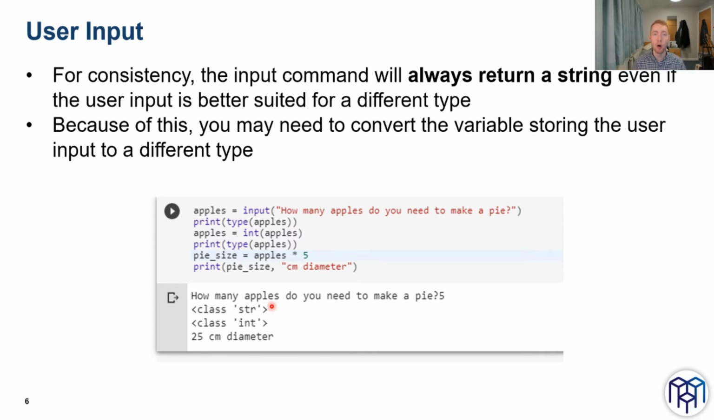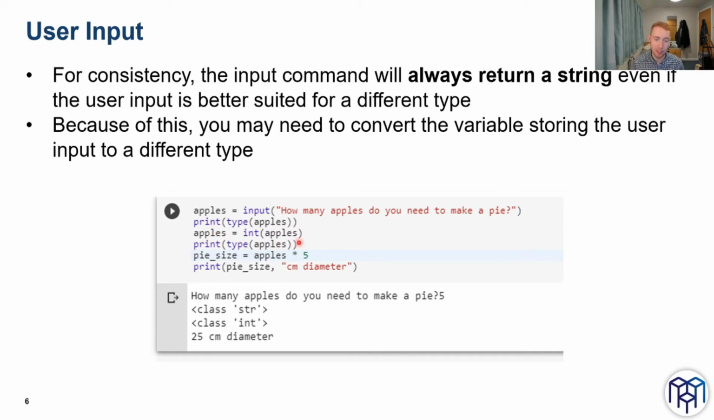If you try to multiply that by a number, I think we saw that in the additional notes of last time, but basically something strange happens. And so we want to make sure that we have it as an integer before carrying on. To do that, we'll take apples, the value returned by the question, and convert that into an integer using the int function. Take that output, the integer version, and overwrite the current value of apples with this converted version. And so now apples is an integer.